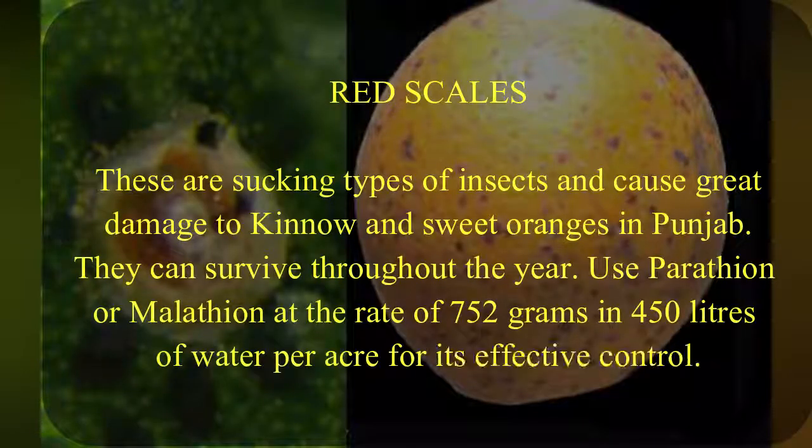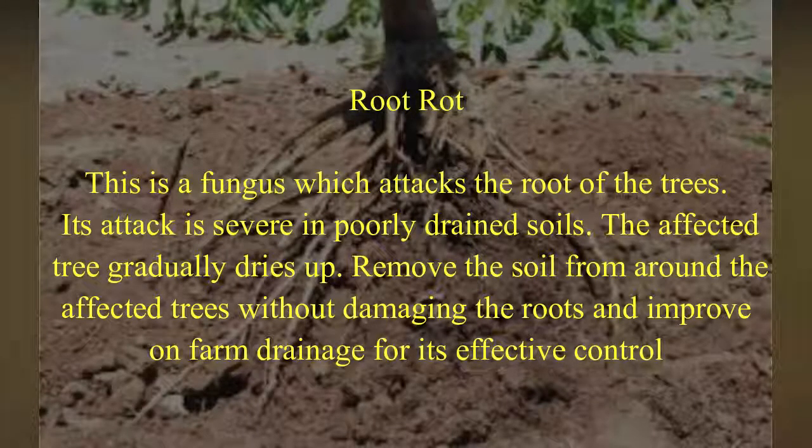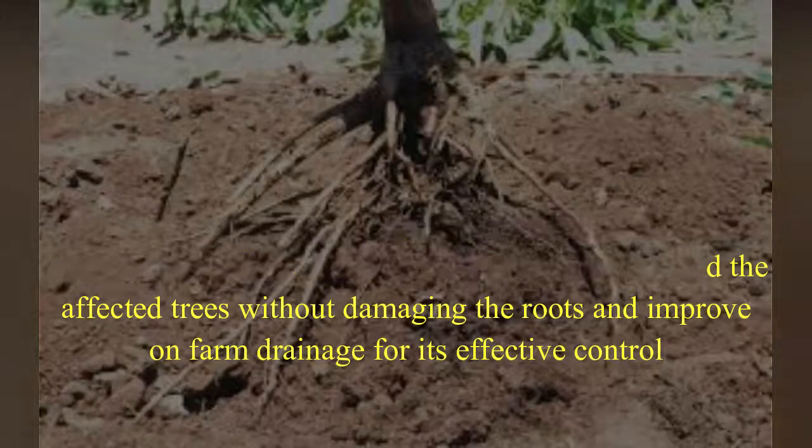Red scales. These are sucking types of insects and cause great damage to Kinnow and sweet oranges in Punjab. They can survive throughout the year. Use Parathion or Malathion at the rate of 752 grams in 450 liters of water per acre for its effective control. Root rot. This is a fungus which attacks the roots of the trees. Its attack is severe in poorly drained soils. The affected tree gradually dries up. Remove the soil from around the affected trees without damaging the roots and improve on-farm drainage for its effective control.